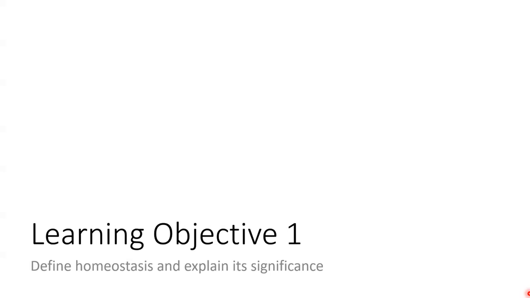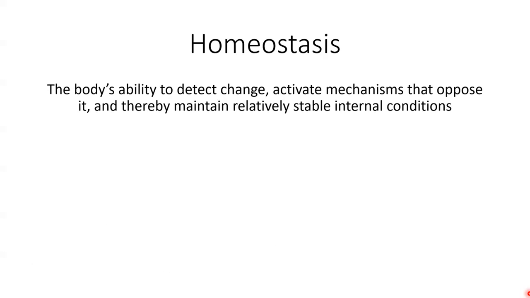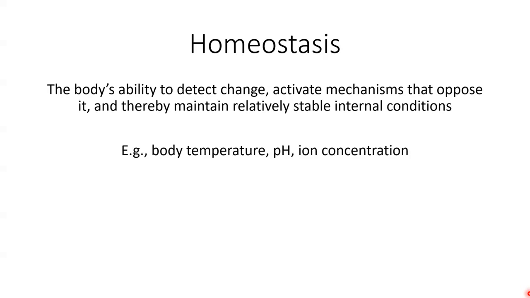Why is it important? So homeostasis is the body's ability to detect change, activate mechanisms that oppose that change, and thereby maintain relatively stable internal conditions. So homeostasis is said to be a dynamic state of equilibrium, meaning that it is constantly fluctuating.